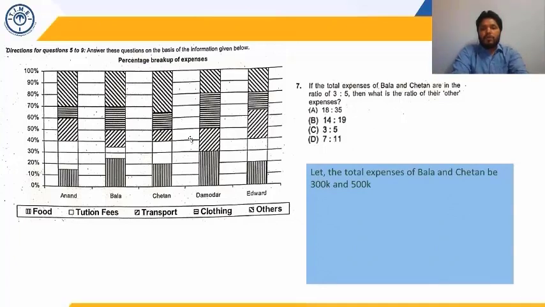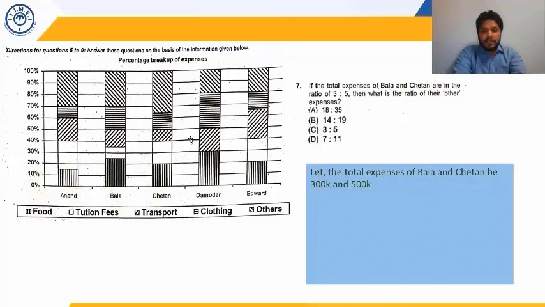Now, let us assume total expenses of Bala and Chetan to be 300k and 500k. We can assume anything. We can assume 3 and 5 also. We can assume 300 and 500. We can assume 3000 and 5000. So, any multiple of this ratio we can assume. So, I have assumed their total expenses of Bala and Chetan to be 300k and 500k.